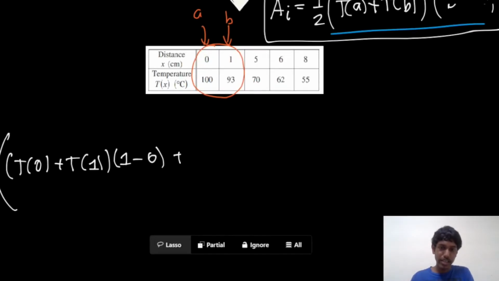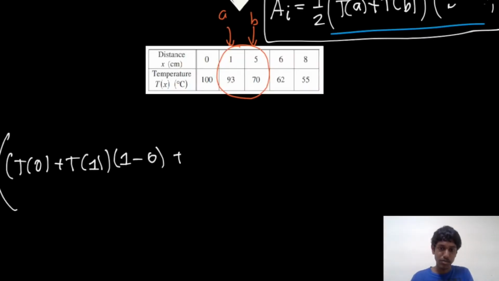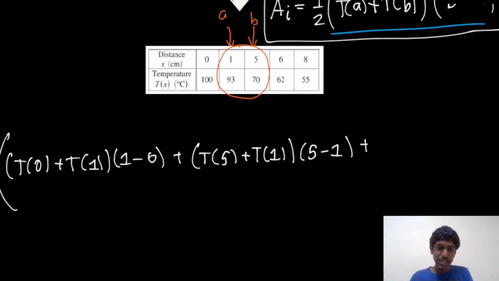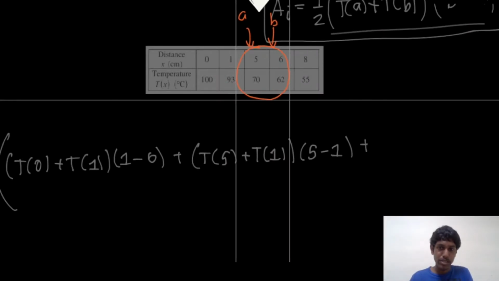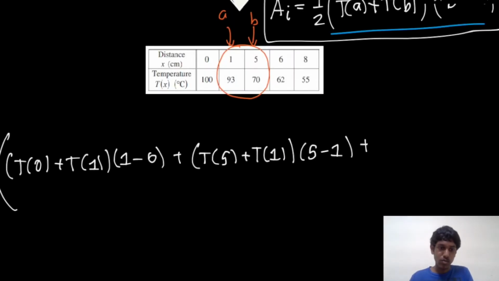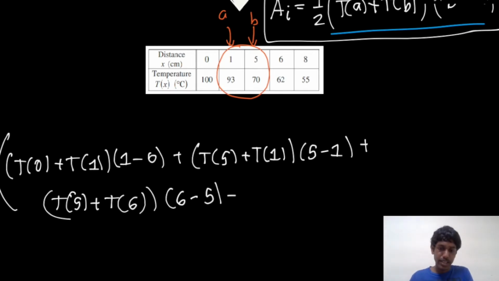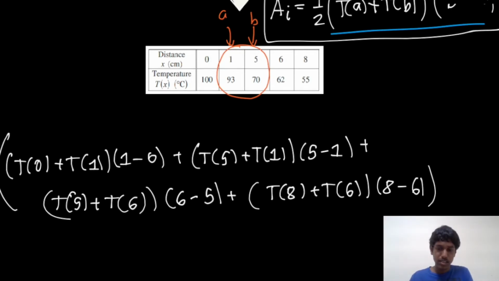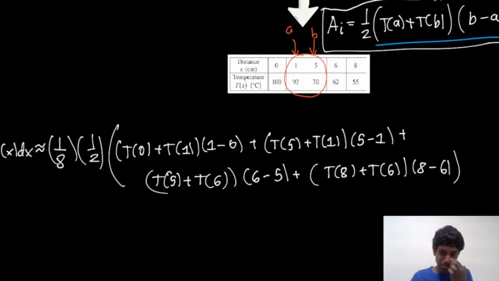Then we move to this subinterval where we get t of 5 plus t of 1, multiplied by 5 minus 1. Then we add the next piece, over here, where we get t of 5 plus t of 6, and then 6 minus 5. And then the last one will be t of 8 plus t of 6, and 8 minus 6. So that is the expression you can calculate.